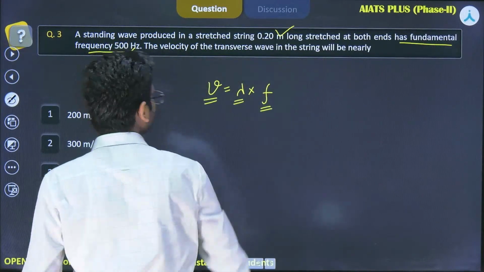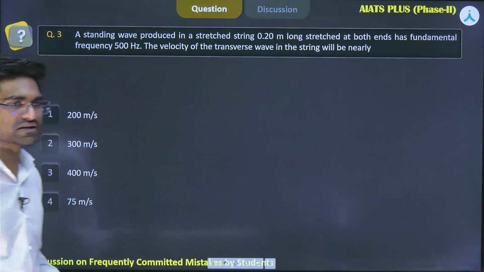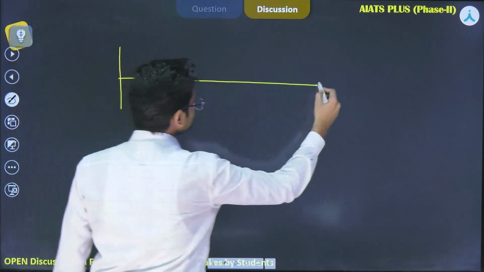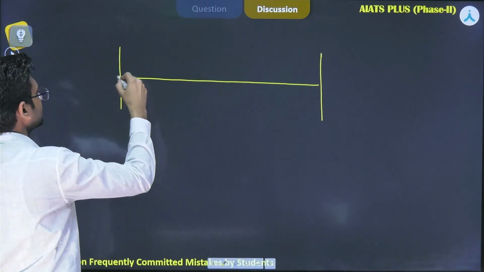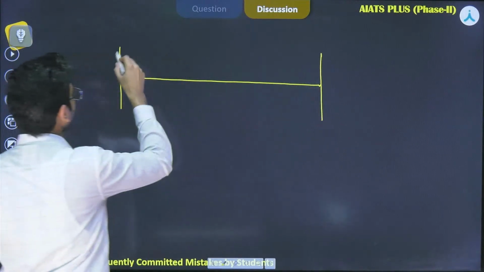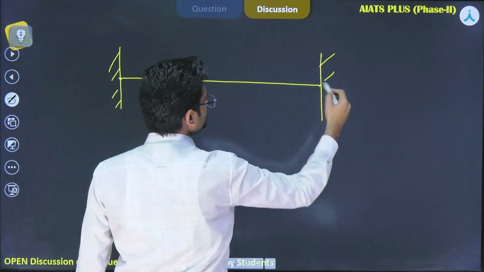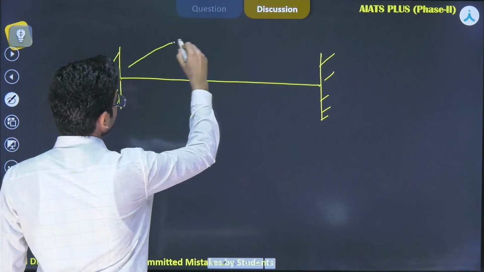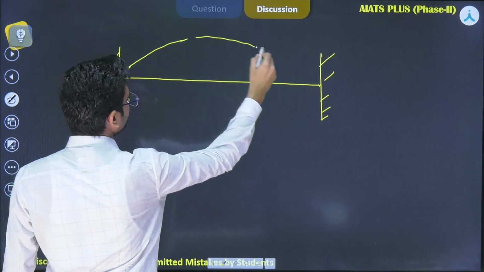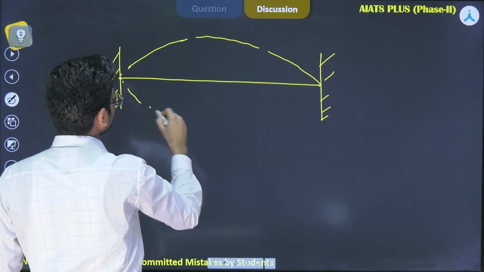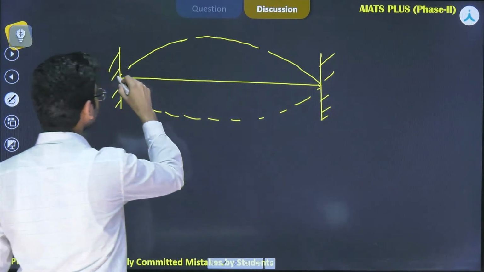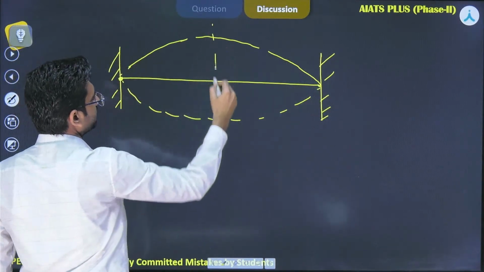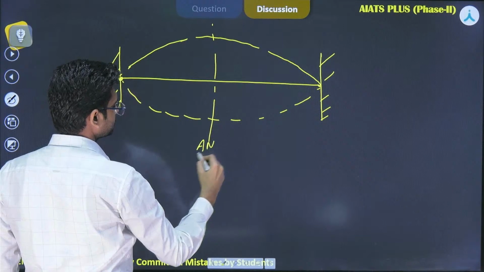So what about the fundamental frequency? Why is it given as fundamental frequency? Because let's say this is the string which is connected at both the ends, right? So the fundamental mode of this string will look like this, right? There will be two nodes at these two ends and one antinode here.